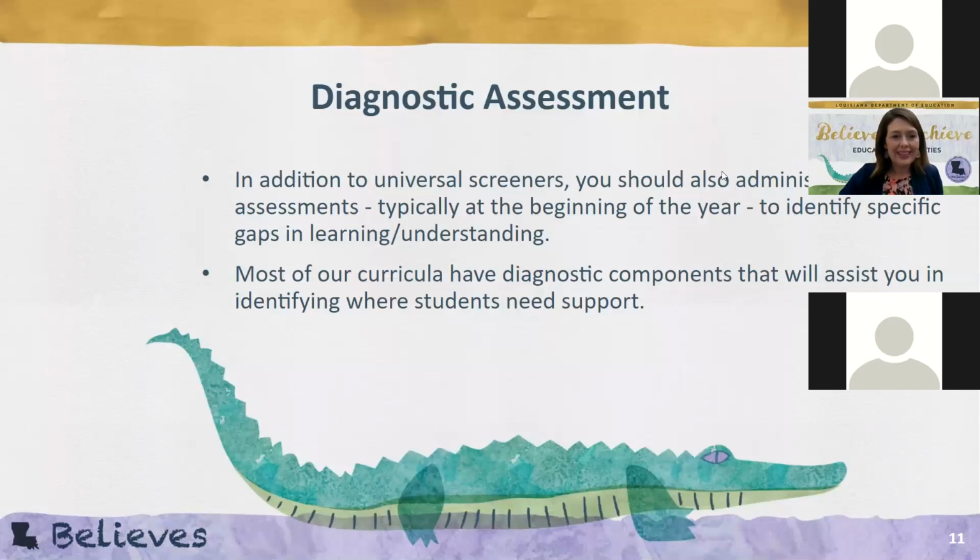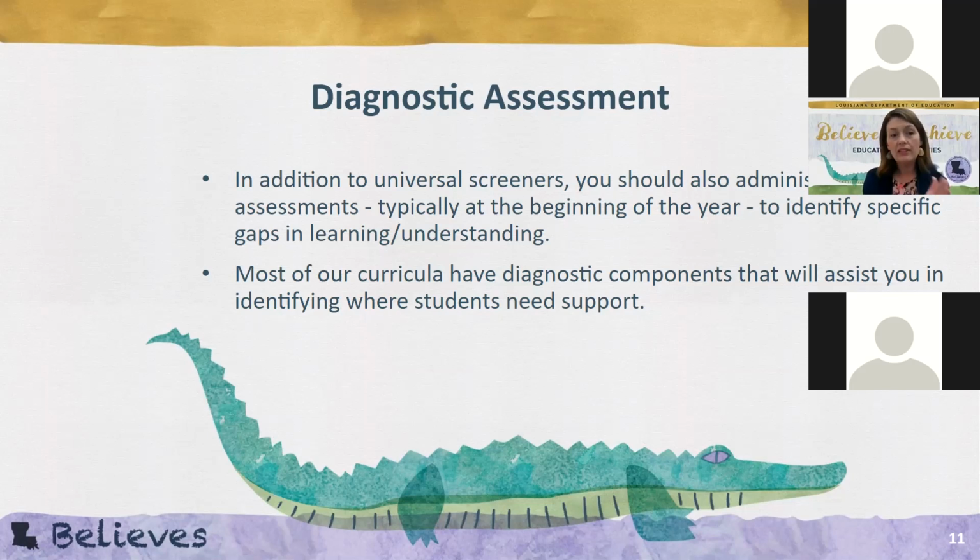Now, we talked about universal screeners, and almost all of us do administer at least a beginning of the year universal screener. You can do it up to 3 times a year. But in addition to universal screeners, you're going to have what we call diagnostic assessments. You can administer diagnostic assessments usually at the beginning of the year, but also throughout the year as needed. And this is where you're really going to identify specific gaps in learning or understanding.